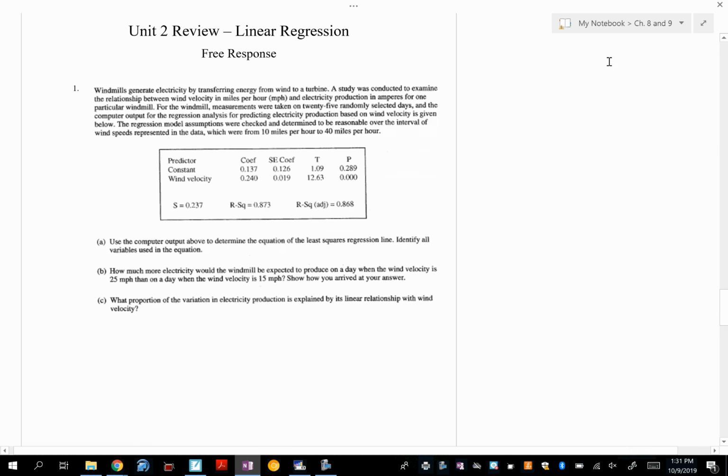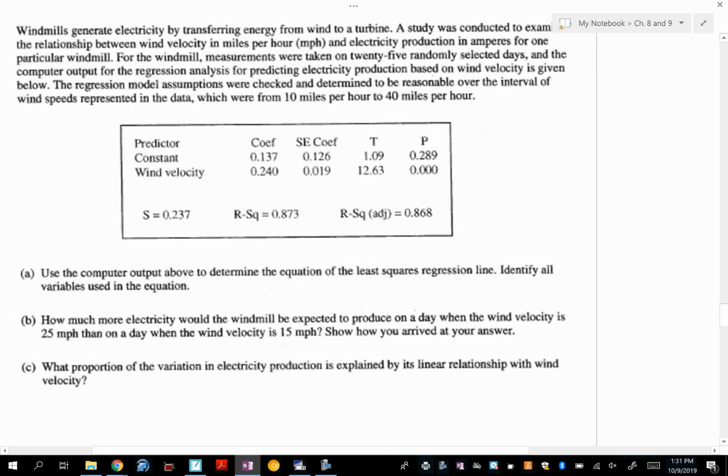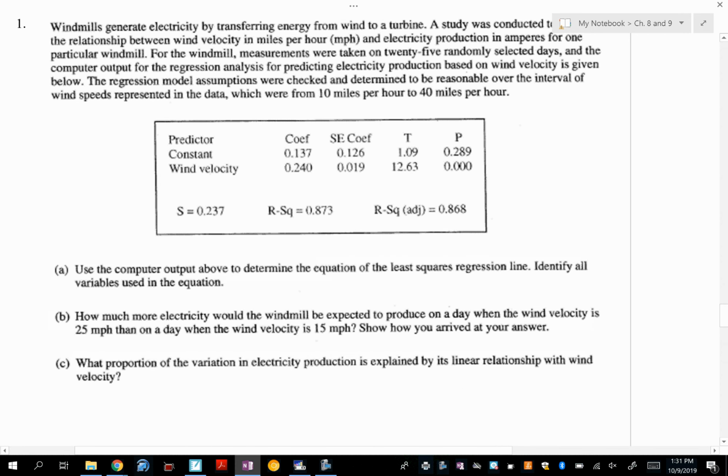All right, so yesterday we took time to go over the multiple choice, and today we're going to go over the free response questions to get ready for our test tomorrow over linear regression. So you'll notice that all three of these questions required you to take computer output and write things about it. So number one is talking about windmills.